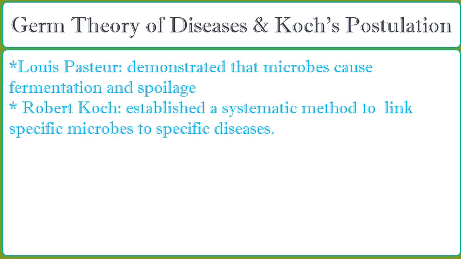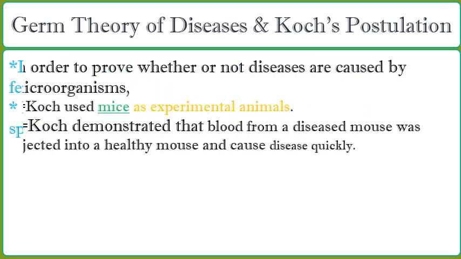Louis Pasteur and Robert Koch were the key contributors to the germ theory. Louis Pasteur demonstrated that microorganisms cause fermentation and spoilage, proving the presence of germs in the environment. Robert Koch established a systematic method to link specific microbes to specific diseases. In order to prove whether or not diseases are caused by microorganisms, Koch used mice as experimental animals.